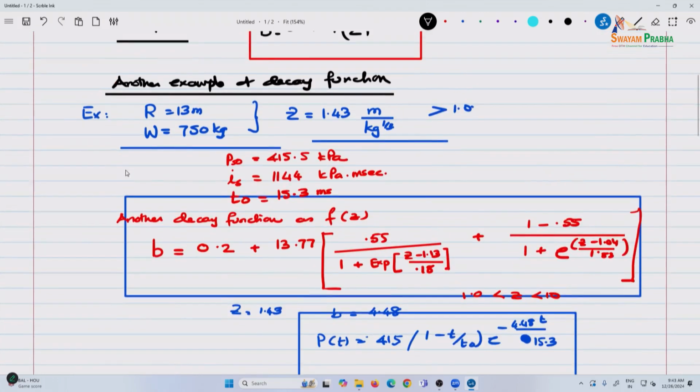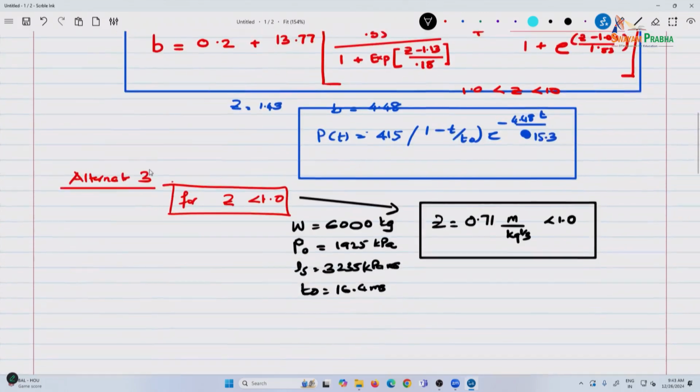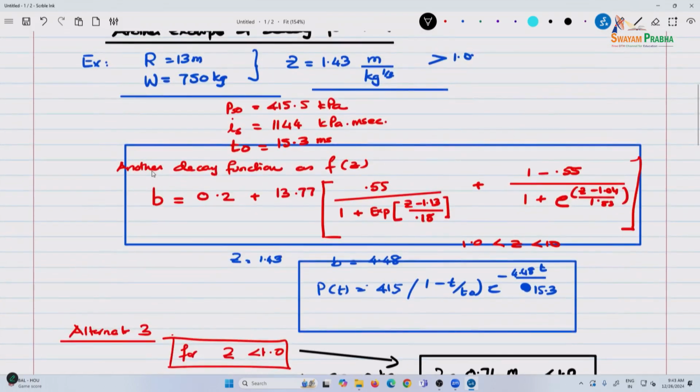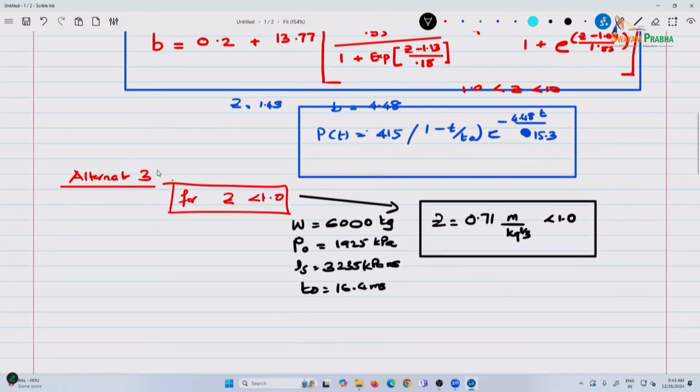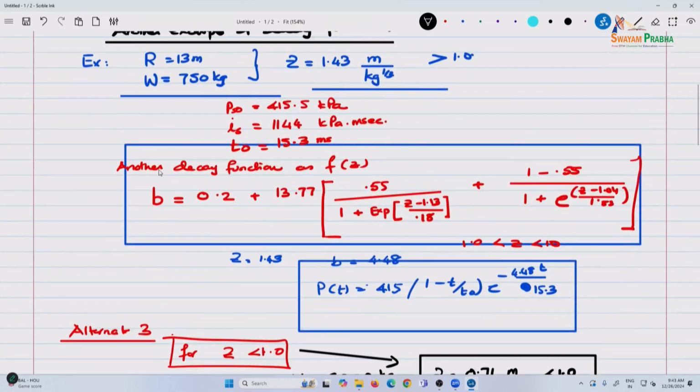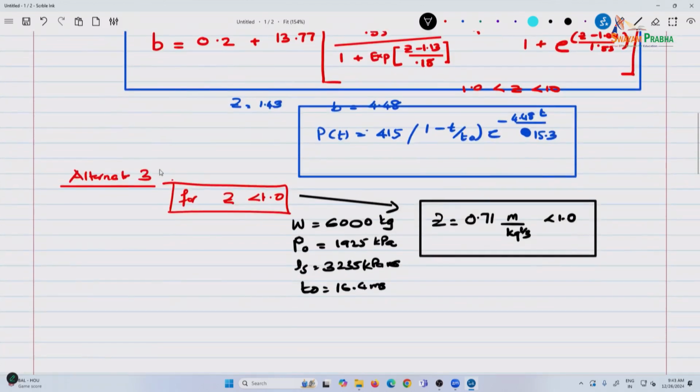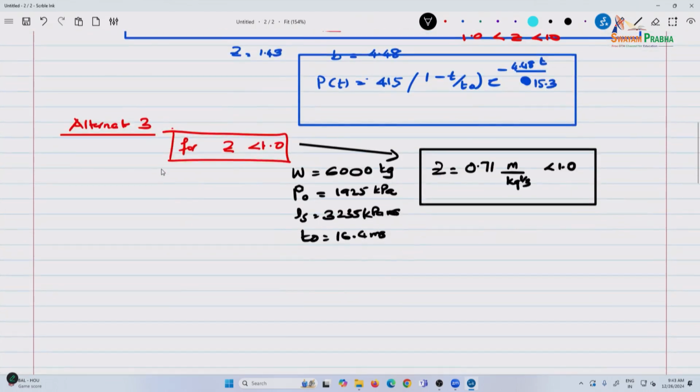So if you compare here, 1925 and 415, there is sort of an order of difference, not quite, but 5 times at least. And the impulse is also higher, about 3 times, but the t naught is about the same. But Z in this case is less than 1. So here, a suggested equation for B is 22.35.